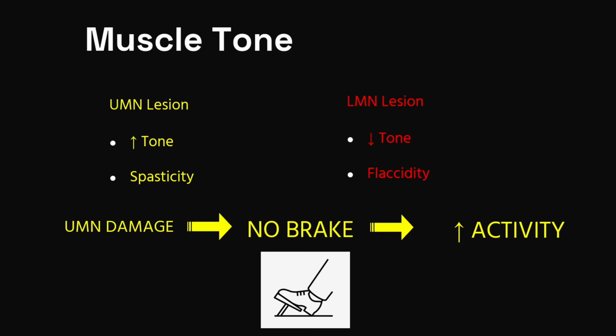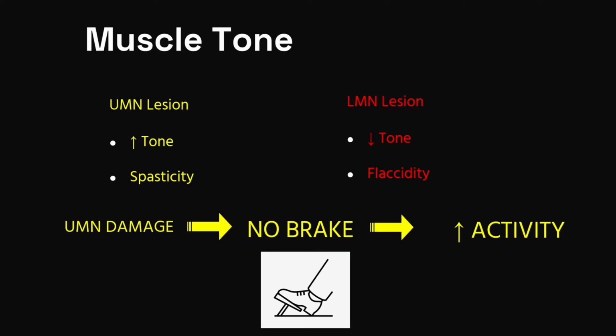So the upper motor neuron normally controls and regulates the lower motor neuron activity. You can think of it as a braking system. The brain continuously sends inhibitory signals, and these inhibitory signals prevent excessive muscle activity. Now imagine the brake suddenly fails. What happens? Suddenly activity increases.